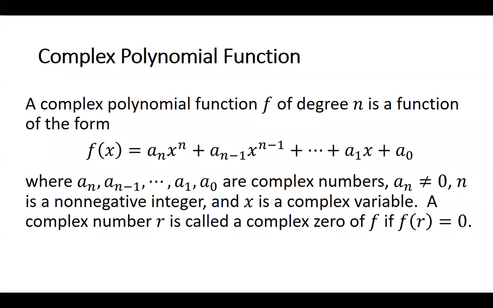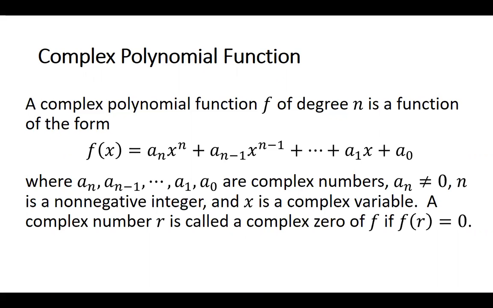A complex polynomial function f of degree n is a function of the form f of x is equal to, and that's the whole thing we've said before, where the coefficients are complex numbers. Now realize complex numbers could be real numbers, they could be imaginary numbers, or they could have real and imaginary parts, where a sub n is not equal to 0, n is a non-negative integer, and x is a complex variable. So wow, we can even throw complex numbers into the variable.